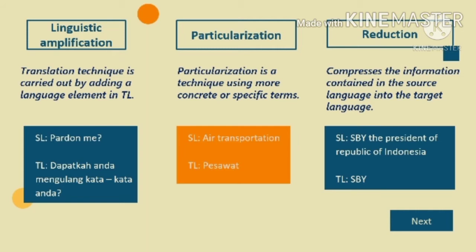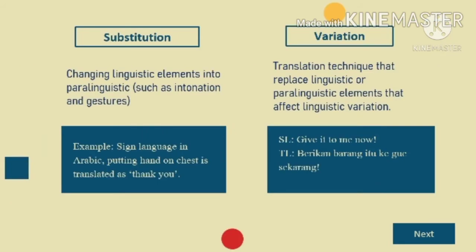Next, reduction. Compresses the information contained in the source language into the target language. For the example, SBY, the President of Republic of Indonesia, translated to SBY. Substitutions. Translation technique that changing linguistic elements into paralinguistic, such as intonation and gestures. For the example, sign language in Arabic, putting hand on chest is translated as thank you.